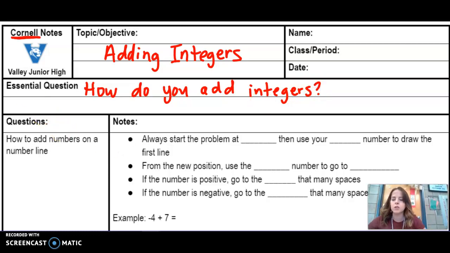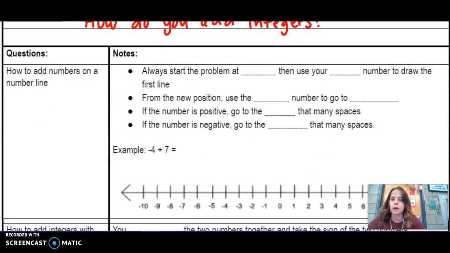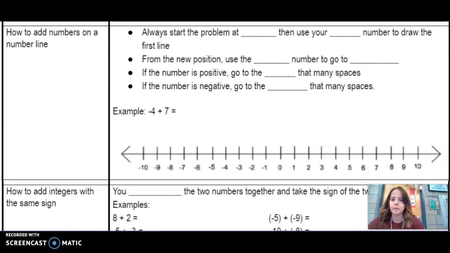So the first question is how to add integers on a number line. You always start the problem at 0, then use your first number to draw the first line. In this example, my first number is -4, so I would start at 0. And then remember, if the number is negative, go to the left that many spaces. So I'm going to go to the left 4 spaces.